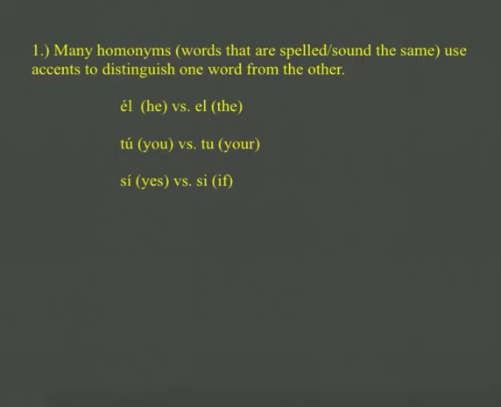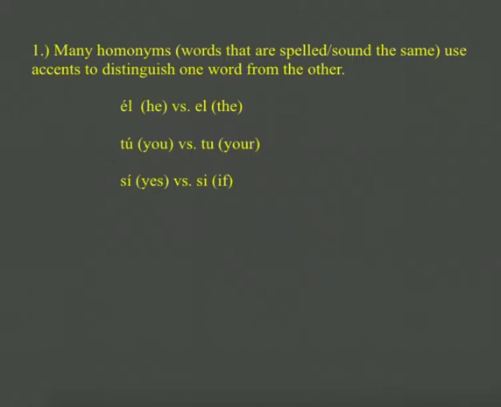Some examples of this include él and el. Él, meaning he, uses an accent. El, meaning the, does not. Tú, meaning you, uses an accent. Tu, meaning your, does not. Sí, meaning yes, uses an accent. Si, meaning if, does not. Alright, so these are some examples of homonyms that use accents to distinguish one word from the other.